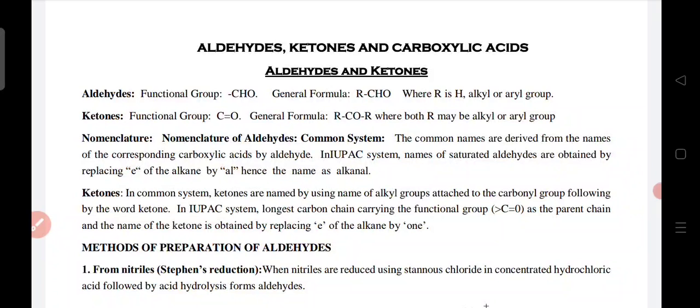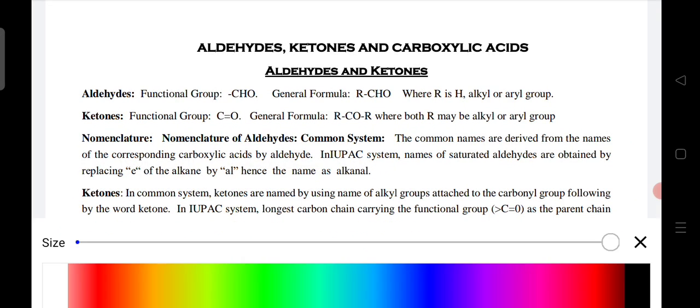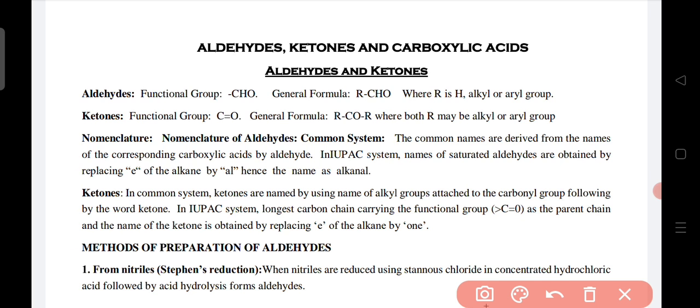All these classes of compounds have the same functional group linkage, C double bond O. That's the reason they have been put in one chapter. Only aldehydes and ketones are neutral compounds, whereas carboxylic acids are acidic in nature.